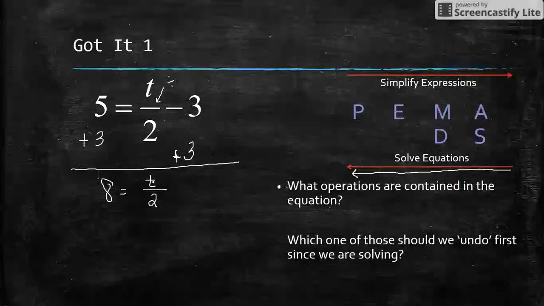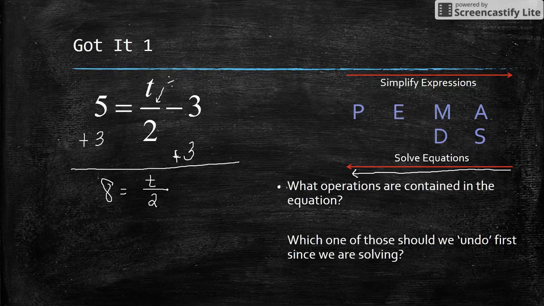Now, the only thing I have left is my variable is being divided by 2. How do I undo divided by 2? I multiply by 2 on both sides. So I end up with my 2's canceling, and I have a t over here on the right side of the equal sign, and a 2 times 8 is 16. So that leaves me with t equals 16, and hopefully that is what you got when you solved this first got it problem.